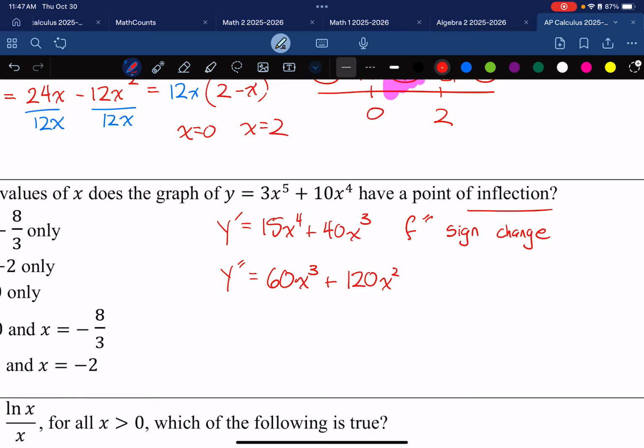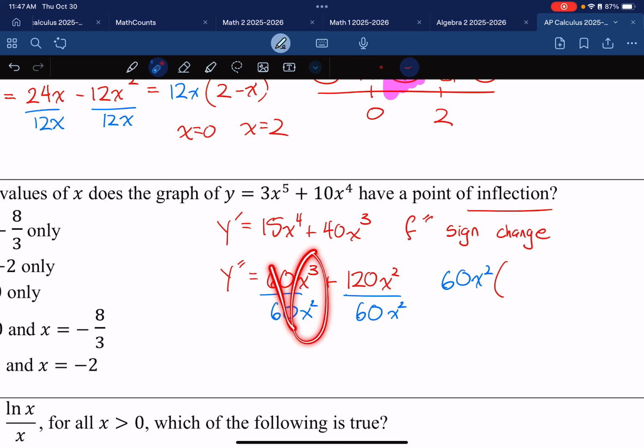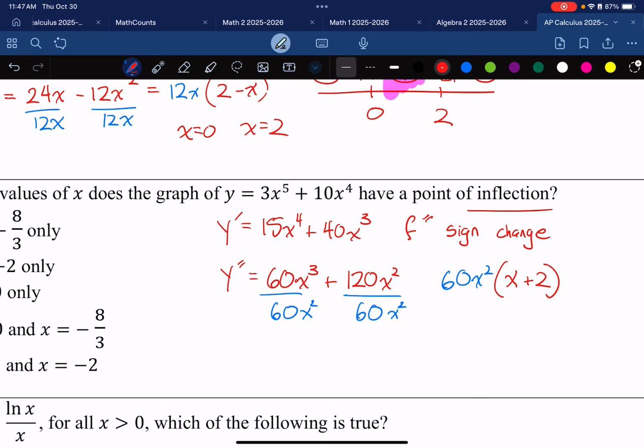While we do have the second derivative, I want to go a step further and factor this. So I'm going to look for the greatest common factor. I can divide both of these by a 60, and I can divide both of them by an x squared. So when I do that, I have a 60x squared that is being factored out, leaving behind, well, let's see here, the 60s are gone, x to the power of 3 divided by x to the power of 2 is just an x, and then 120 divided by 60 cancels down into a 2. All right, I have the fully factored form.